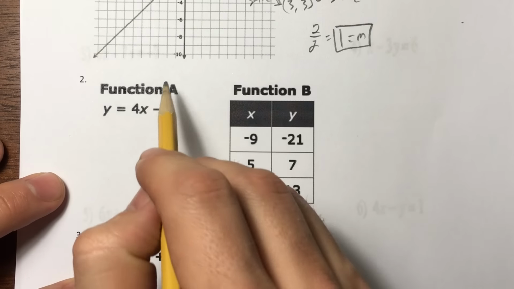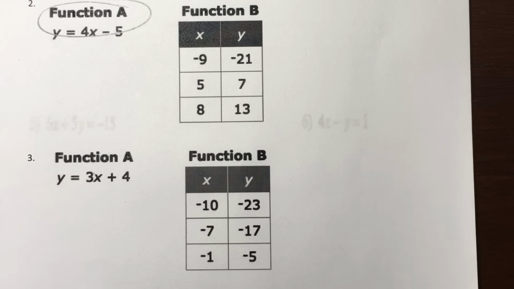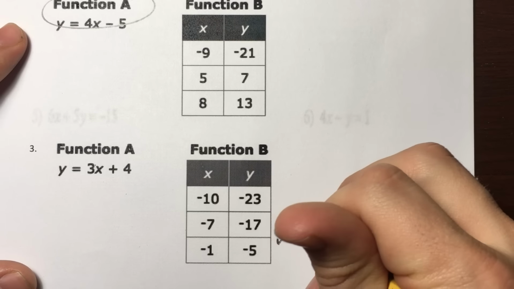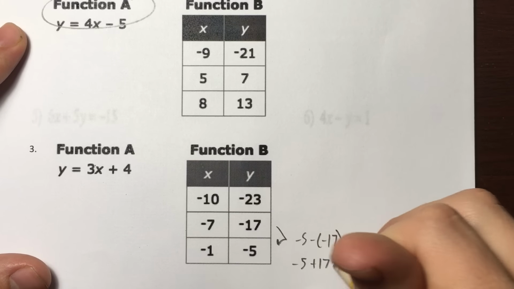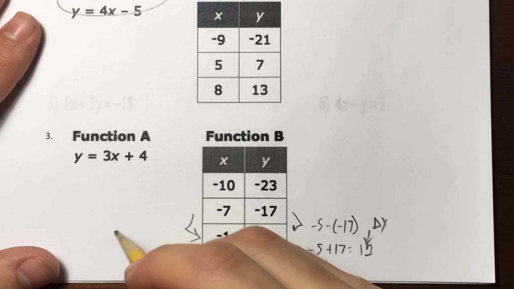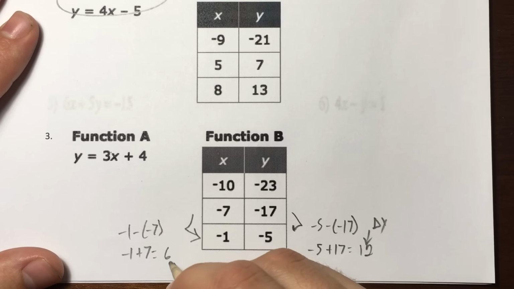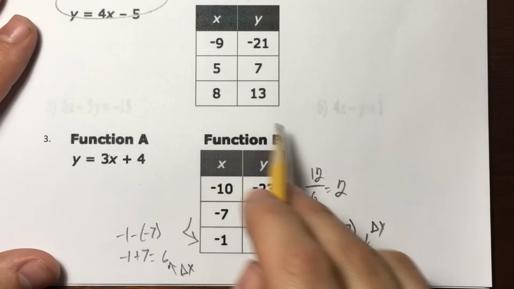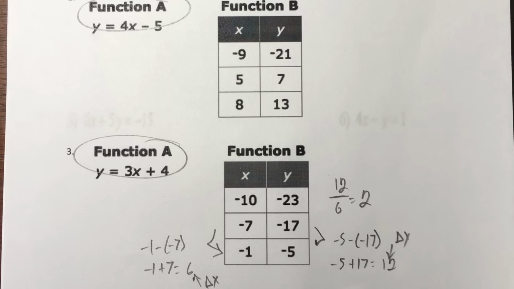Great, so for number 2, function A is the greater rate of change. And then for function B, let's do this one real quick because we have some negatives here. So if we did -5 minus -17, this would be -5 plus 17, which would give us +12, our change in y. And then -1 minus -7, or -1 plus 7, gives us 6 as the change in x. 12 over 6 is 2, so the rate of change here is 2. The rate of change in function A is 3, therefore function A has the greater rate of change.